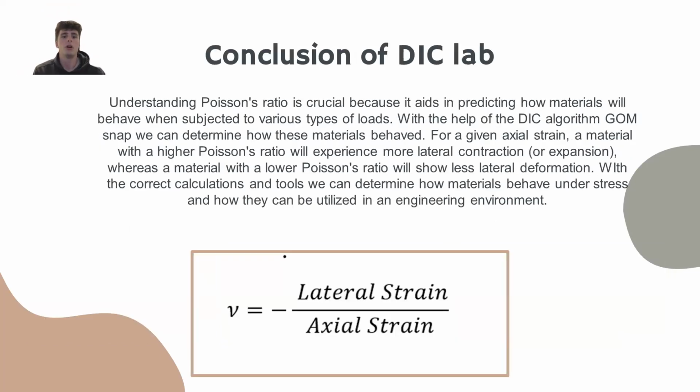Conclusion of the DIC lab. Understanding Poisson's ratio is crucial because it aids in predicting how materials will behave when subjected to various types of loads. With the help of the DIC program algorithm, GeoM-Snap can determine how these materials behave. For a given axial strain, a material with a higher Poisson's ratio will experience more lateral contraction or expansion, whereas a material with a lower Poisson's ratio will show less lateral deformation. With the correct calculations and tools, we can determine how materials behave under stress, and how they can be utilized in an engineering environment.